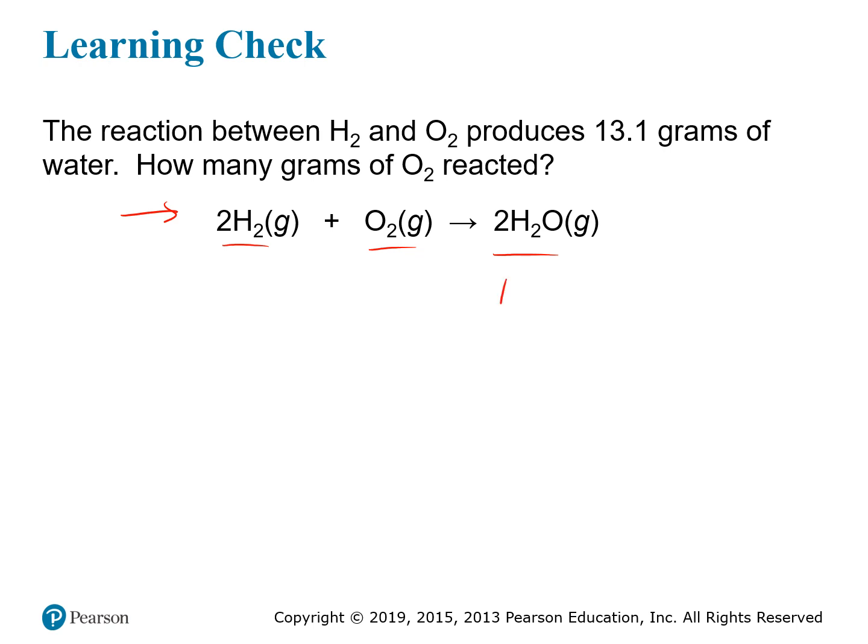And they're telling us the mass of the water produced in a particular run of this reaction. So we got 13.1 grams of water. They want to know exactly how much oxygen went into this reaction in order to get out that product. So we're relating 2 substances from the chemical equation. We're relating water and oxygen.